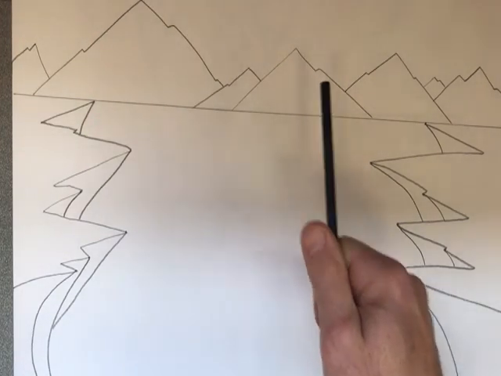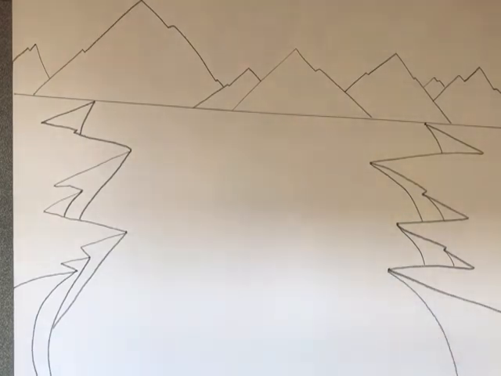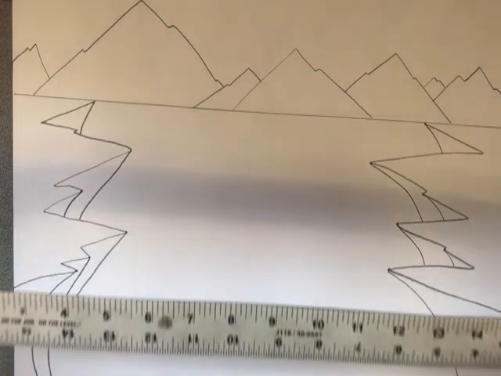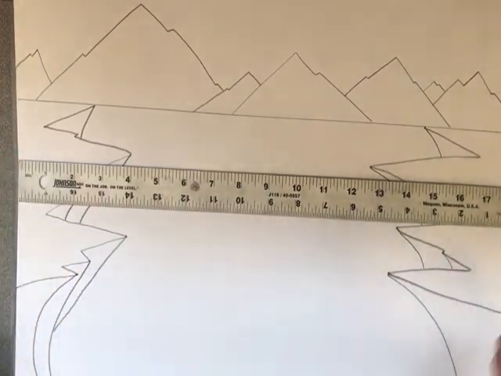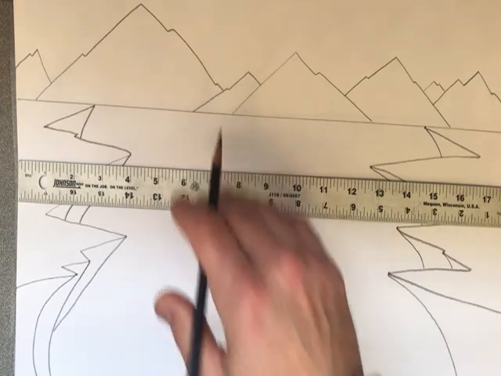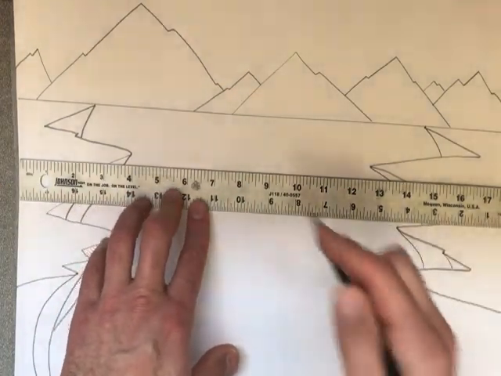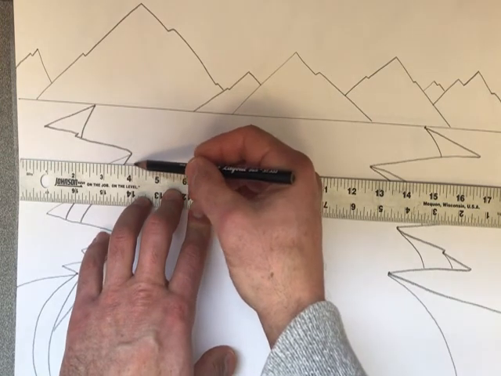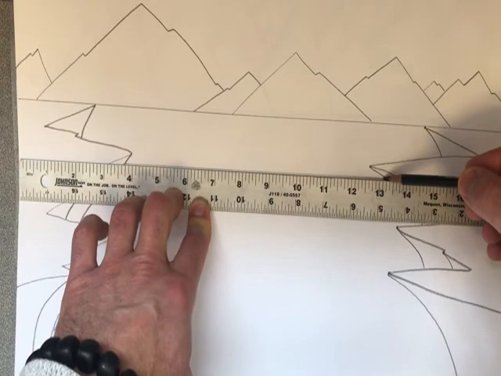We have our mountains, we have our cliffside. We need to draw something in our middle ground. So I'm going to take my ruler, and I want it to look like this is a desert scene with rolling hills. I'm going to take my ruler and draw another line similar to my horizon line, but it won't be my true horizon.